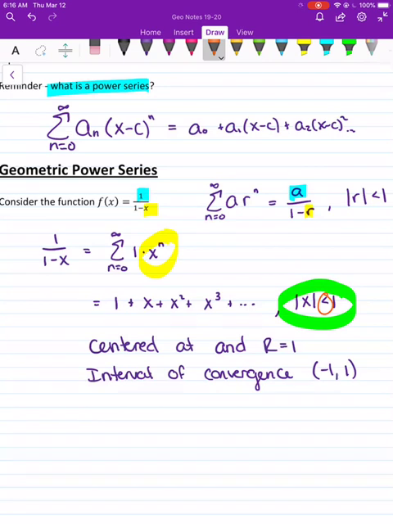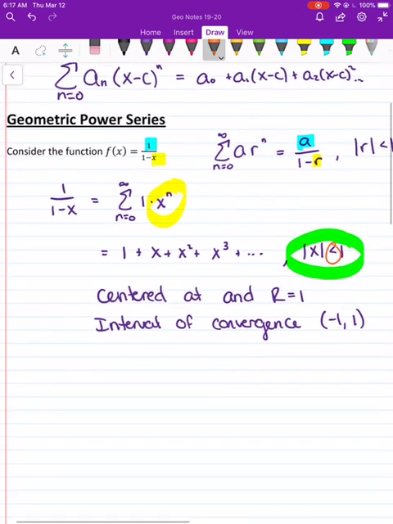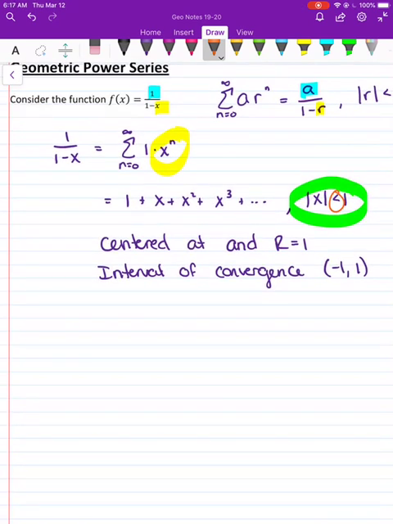So what if I wanted to do a geometric power series for that same function, 1 over 1 minus x, but instead of centering it at 0, I want to center it at -1? Okay, so let's talk about that. What if we centered at -1? What would that look like?